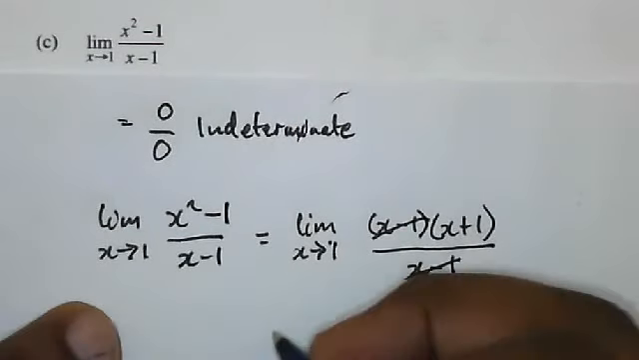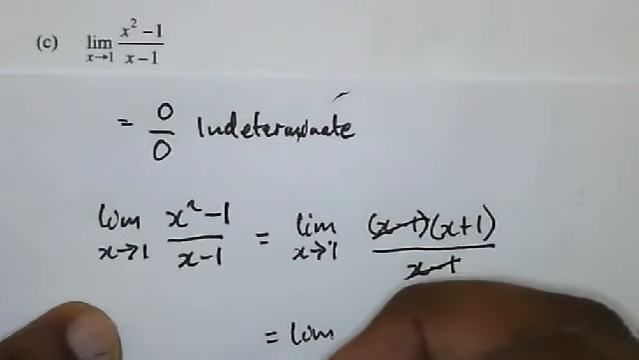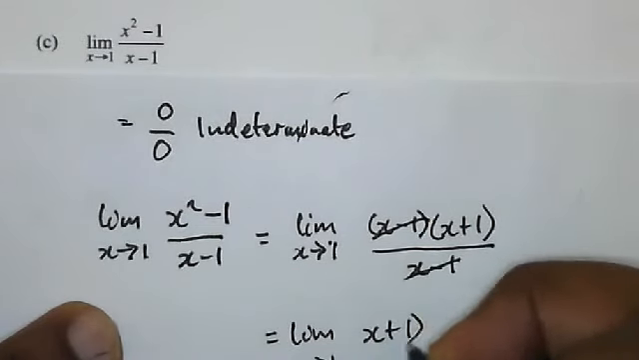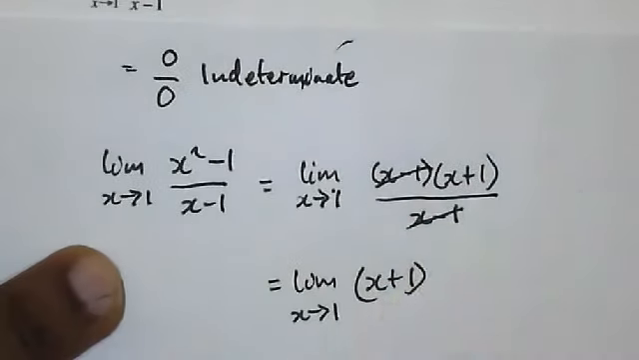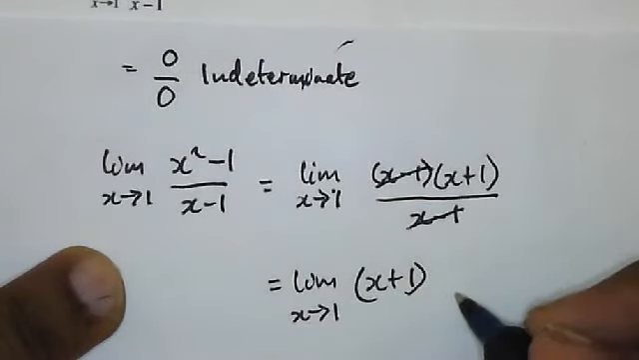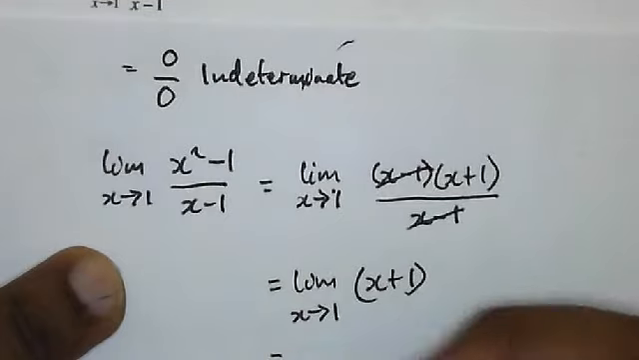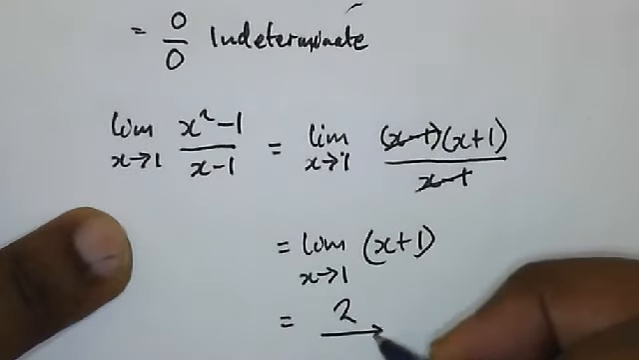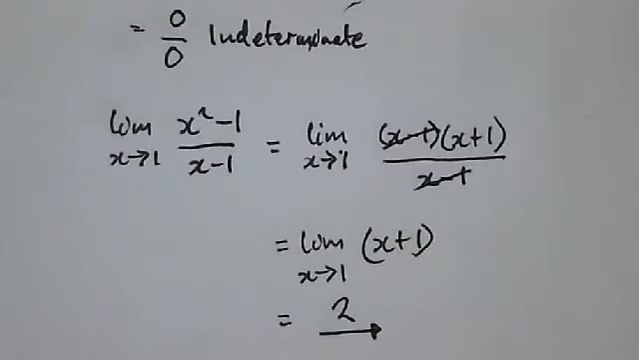Obviously, these then cancel out. Then we're left with x. So we're left with the limit as x approaches 1 of x plus 1. This limit we can find. It's easy, isn't it? It's 2. This limit is 2. This is nice.